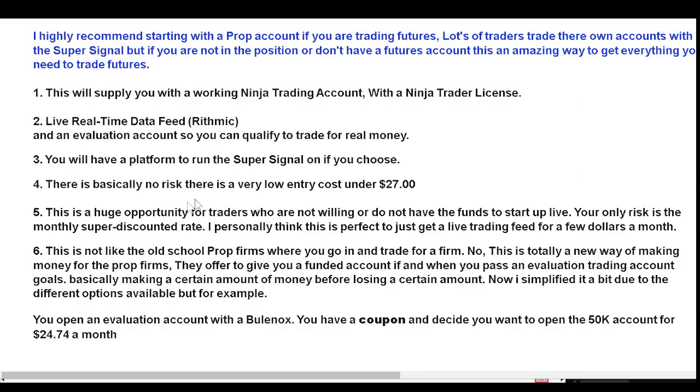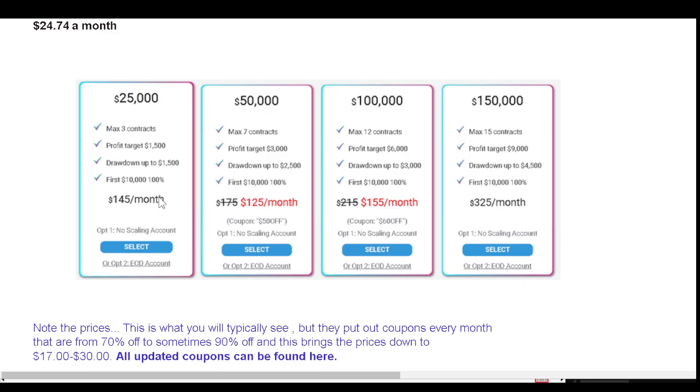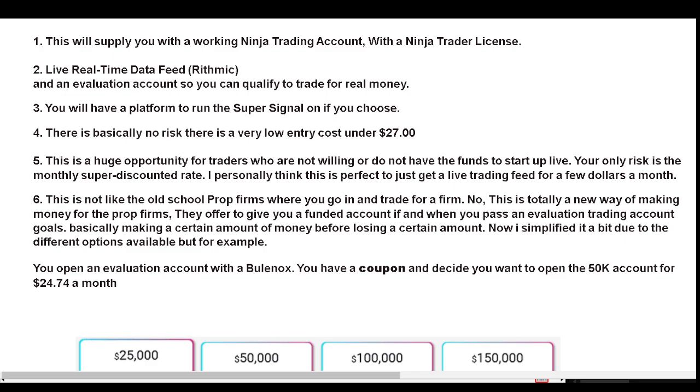So anyway, getting back over here. Those coupon codes bring your monthly rental fee, as I call it, down to usually about $20 to $30 a month, which is great, because you're being supplied with the NinjaTrader platform and a NinjaTrader license. You can't really use the NinjaTrader platform without a license, and that costs money. If you went to NinjaTrader and got their platform, it's very expensive. Real-time data, same thing. They give you a Rithmic account, and this is all for that $24 or $27, depending on what coupon you get.